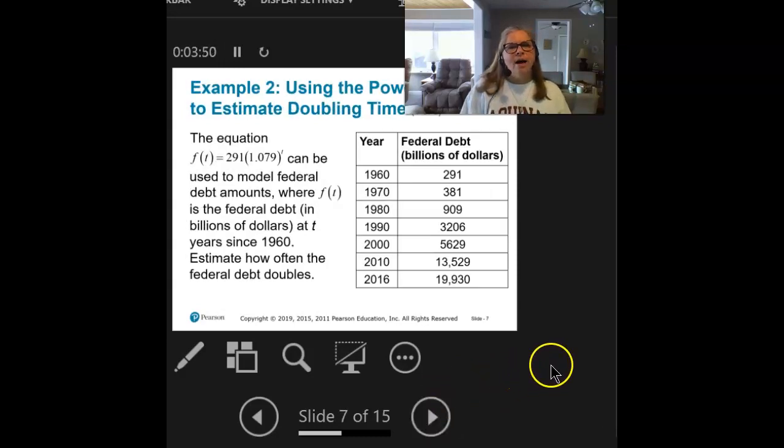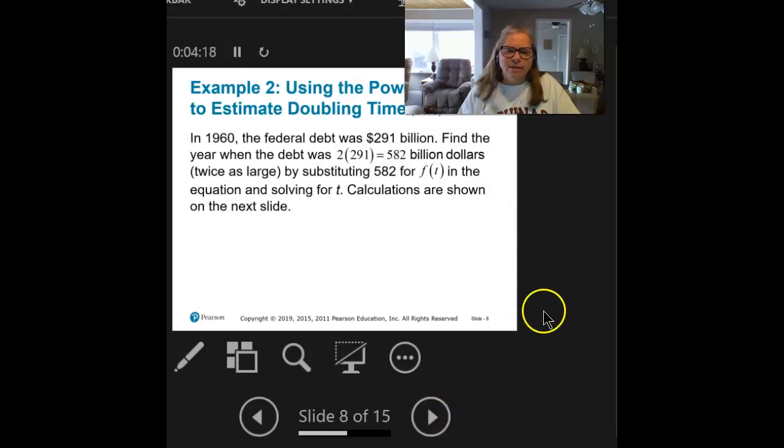So let's look now at the power property and using our ability to estimate when something will double. So we have the function of t is equal to 291 times 1.079 to the t, and that can be used to model federal debt amounts. We want to know when the federal debt will double. So if you look at 1960, the debt was 291. So when we want that to double, we'll be wondering when the debt is equal to $582 billion.